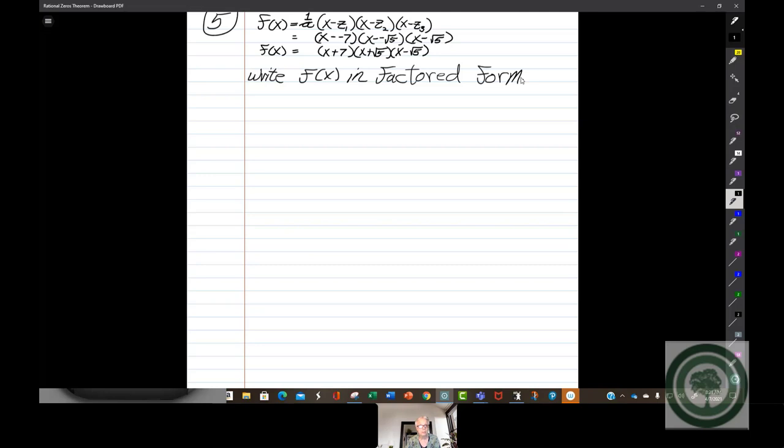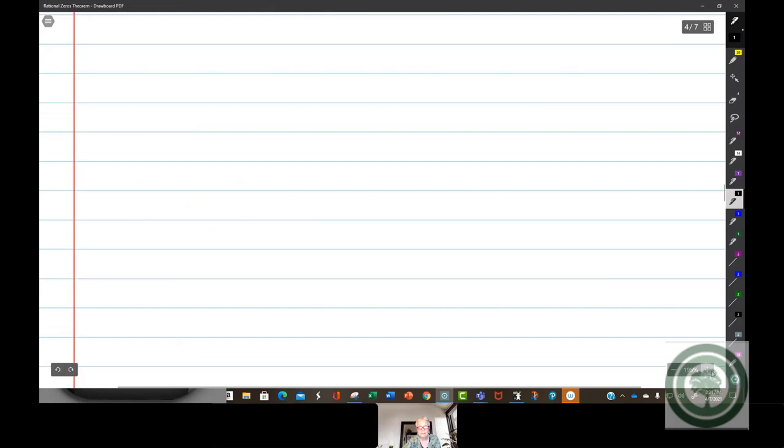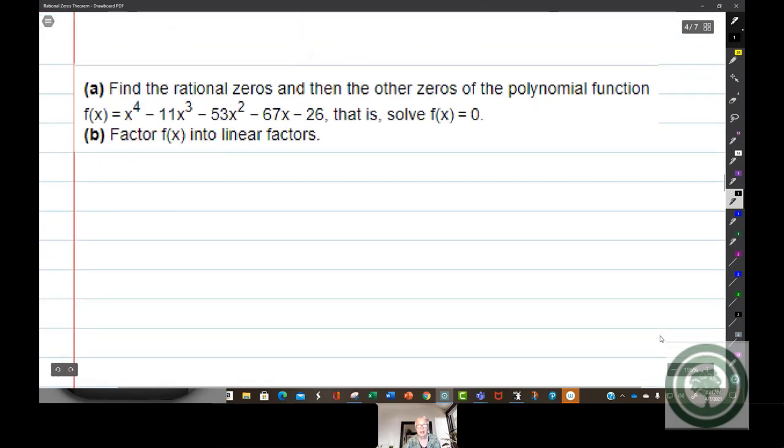Now we're going to apply those steps to a quartic polynomial. Here we have find the rational zeros and then the other zeros of the polynomial function. The polynomial function is f of x equals x to the fourth minus 11x to the third, minus 53x squared, minus 67x, minus 26. Okay, the leading coefficient, the Q number in this case, is going to be 1, and P is 26.